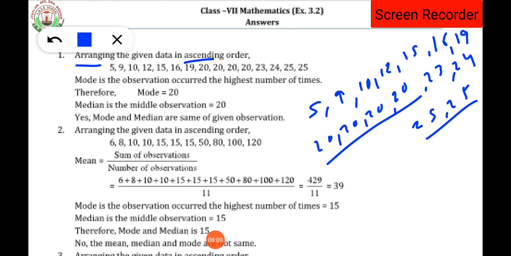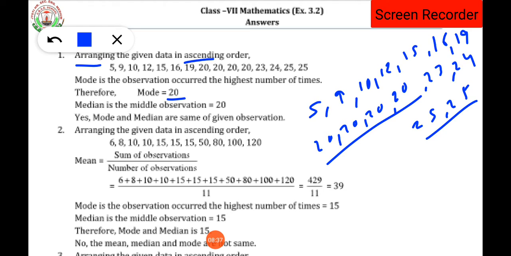So which is the maximum occurrence or repetition of a number? That is 20 itself. 20 is repeated 4 times. So that is the mode. As 25 is repeated only 2 times, that is not a mode. So the answer for the mode is 20. After arranging the given data in ascending or descending order, we have to see the number which is repeated the maximum number of times. The mode is the observation that occurs the highest number of times, therefore 20 is the answer for the mode.